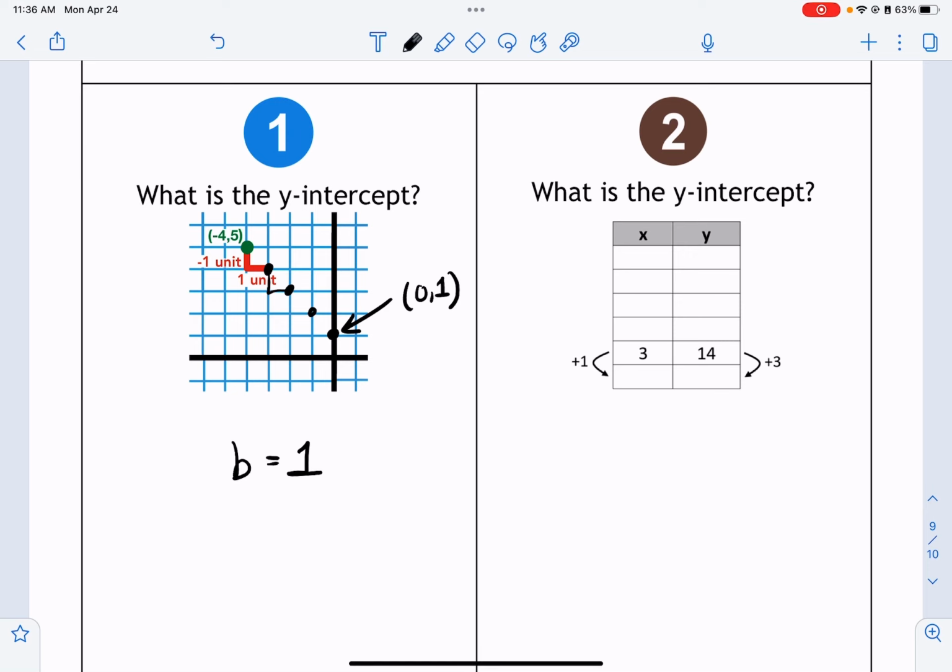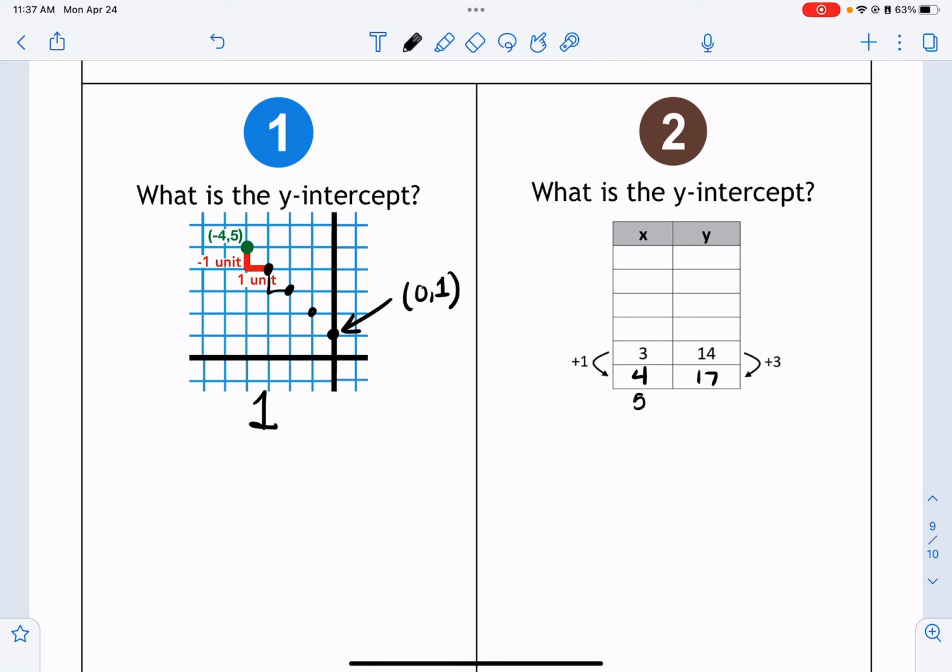We sometimes will call this a b. Right now, maybe we'll just call it 1. All right, next up here. What is the y-intercept of this table? So we are given a point on this table, 3, 14, and we are told that every time it goes over 1, it goes up 3.